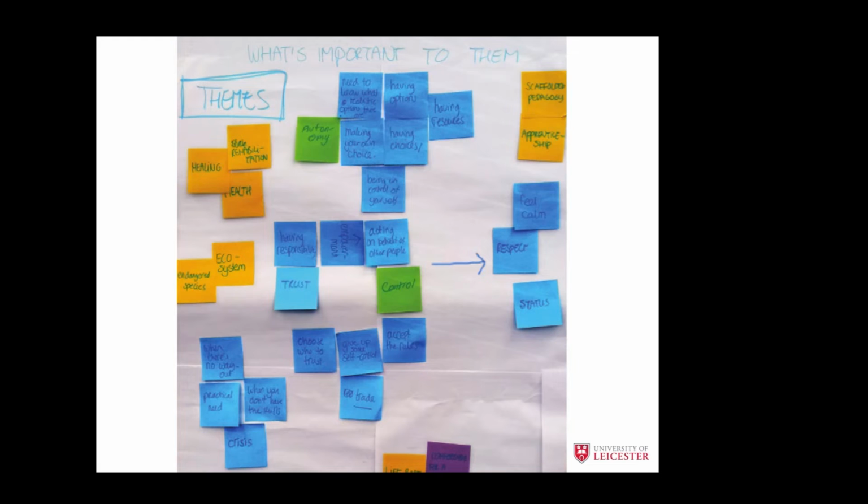So for example, in the middle at the top, there's a set of codes around having options, having choices, being in control, and so on. And the researchers decided to cluster those around a theme of autonomy. So they're looking at ways they can bring their codes together in ways that make sense.